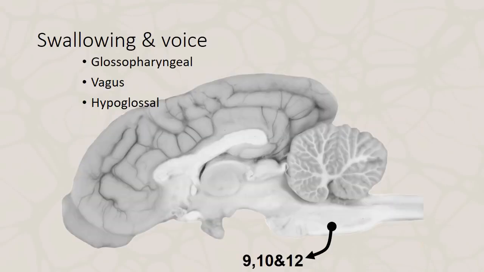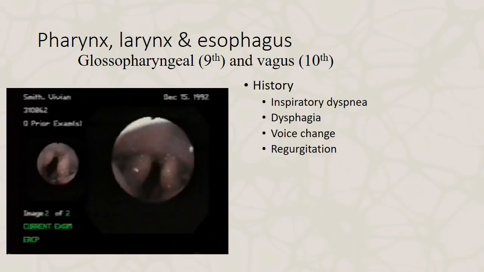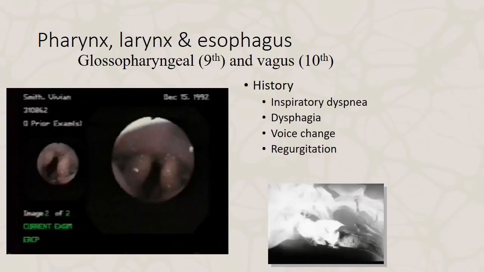Last but not least are cranial nerves 9, 10, and 12: glossopharyngeal, vagus, and hypoglossal nerve. They're all going to be part of the pharyngeal laryngeal function. With glossopharyngeal and vagus, the pharynx, larynx, and esophagus can be affected. More often than not, the dog is going to be coming in with a problem because these are vital functions, breathing and swallowing.